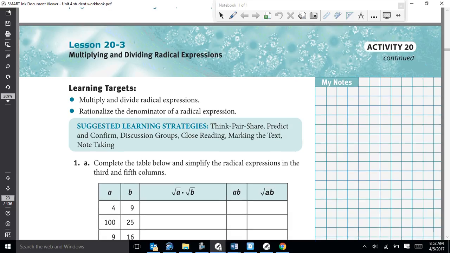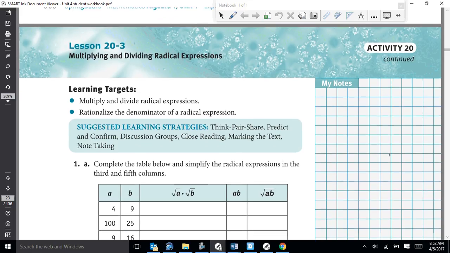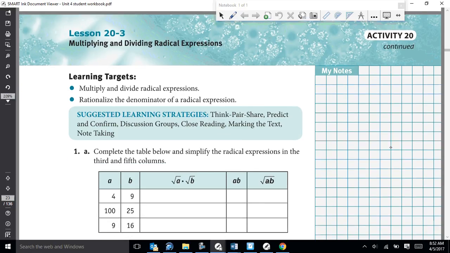All right, so today we're going to work with multiplying and dividing radical expressions. Our learning targets: multiply and divide radical expressions and rationalize the denominator of a radical expression. All right, so tomorrow we are going to review activity 20 and take a short quiz over activity 20.